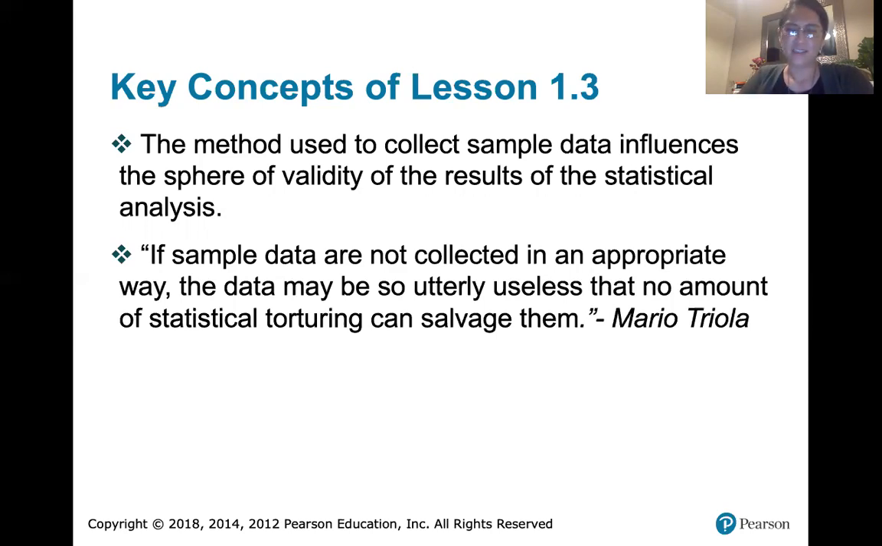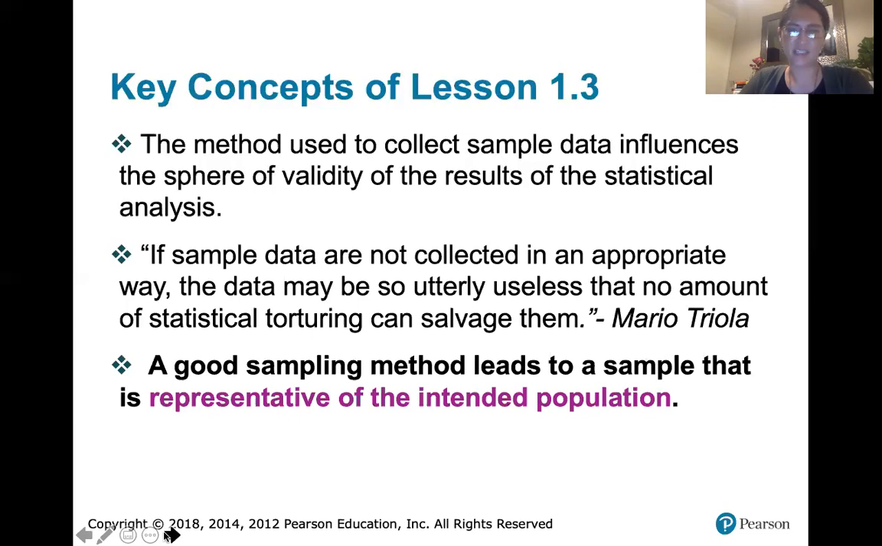We can always take a convenient sample or look at a voluntary response sample and find out some things about that sample, but that doesn't necessarily apply to everyone else. And then the third way and the last way that we can say it, and I think I like this way the best, is that a good sampling method leads to a sample that is representative of the intended population.